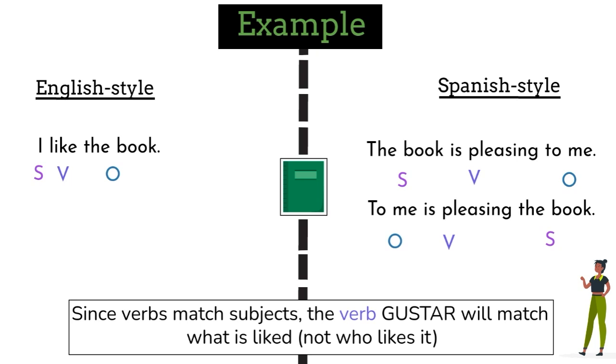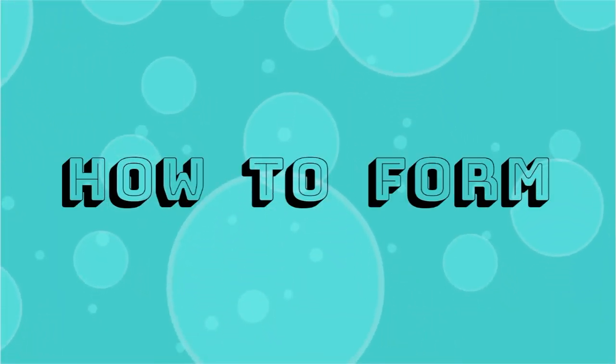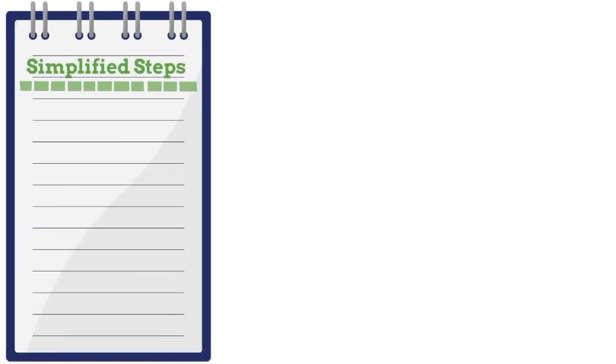Hopefully, you remember that a subject is the part of the sentence that does something, which means that verbs are conjugated to match it. If that concept is still fuzzy for you, pause this video and quickly watch the video on subject pronouns, then come back. So that's important to note, but you can use gustar without fully understanding the details. Here's how. The simplified steps are as follows.